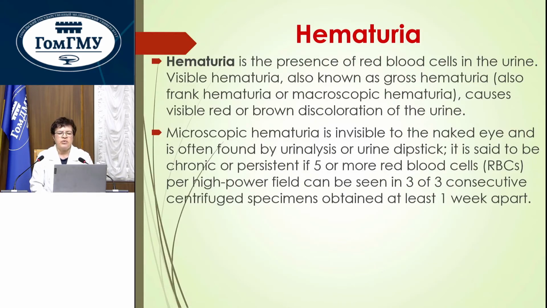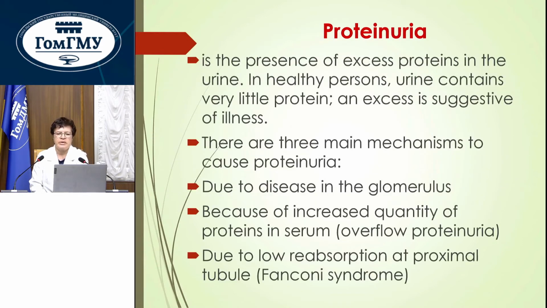Hematuria is the presence of red blood cells in the urine. Visible hematuria, also known as gross hematuria, causes visible red or brown discoloration of the urine. Microscopic hematuria is invisible to the naked eye and is often found by urinalysis or urine dipstick. It is said to be chronic or persistent if 5 or more red blood cells per high power field can be seen in three consecutive centrifuged specimens obtained at least 1 week apart.